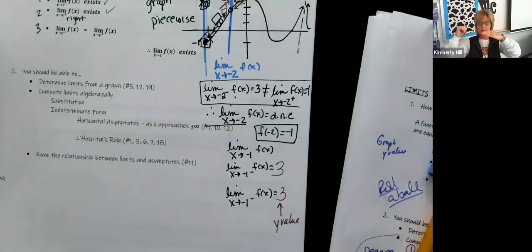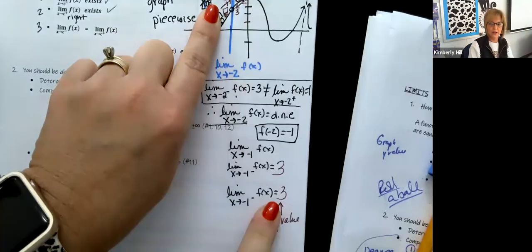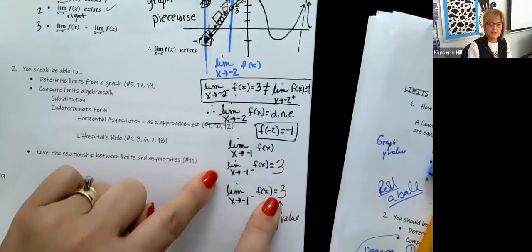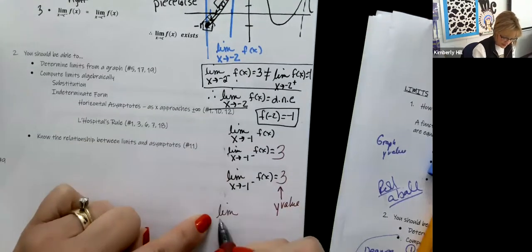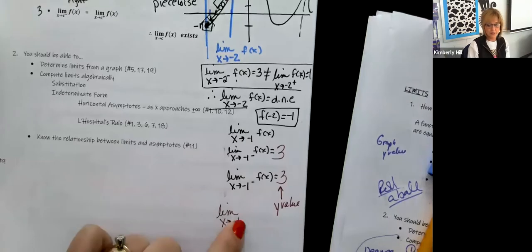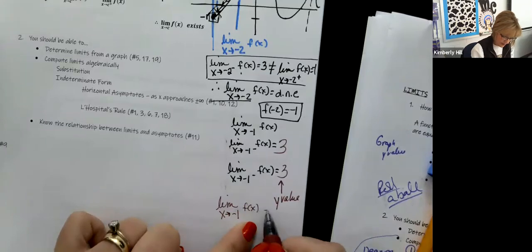So if my x's are coming in, what height am I coming into? Is this x coming in at this height and this x coming in at this height, so my limit does not exist? Or are they coming in at the same height? And if they are, the limit does exist. So on this one, the one from the right was also 3. If you can say both of those things are the same, we do have a limit. So the limit as x approaches -1, not specifying left or right, is 3.